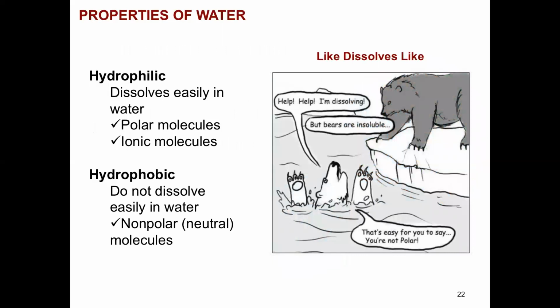Now, this brings up this idea of hydrophilic and hydrophobic, right? So like dissolves like. So hydrophilic, that's water loving. So these are things that are going to dissolve well in water. So these will be polar because water is polar. And ionic molecules dissolve very well in water as well, because they are also polar, not quite like what we were discussing, but since they are ions, they, without even thinking about it, have poles, right? Positive and negative.